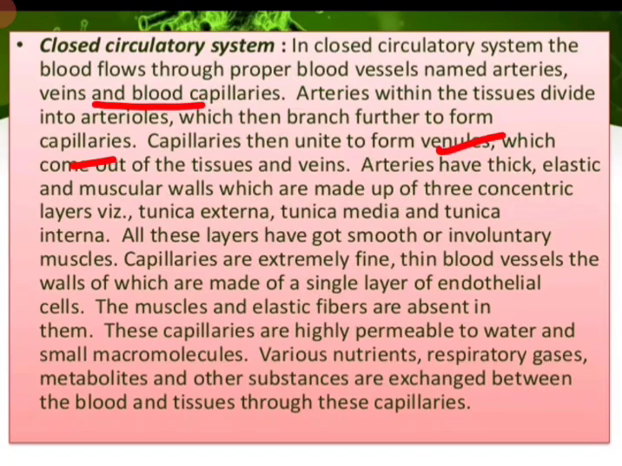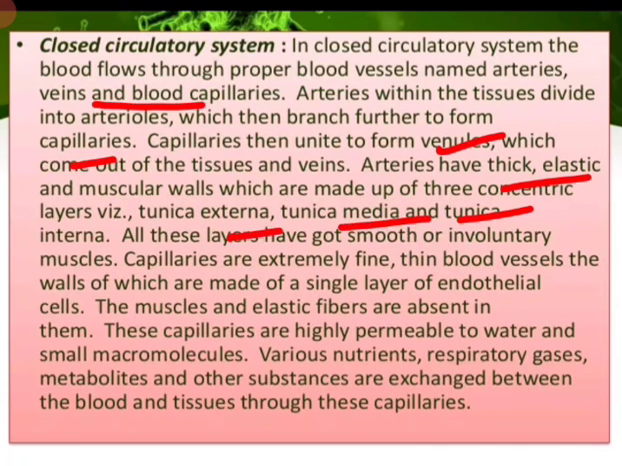Venules again combine to form the vein, and capillaries combine to form the venules. In that way it goes on. Arteries have thick, elastic and muscular walls made up of three concentric layers. What are they? Tunica externa, tunica media and tunica interna.